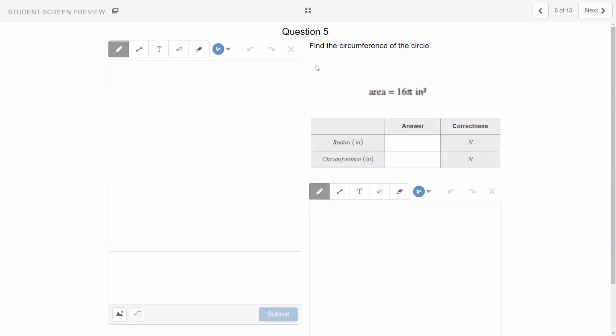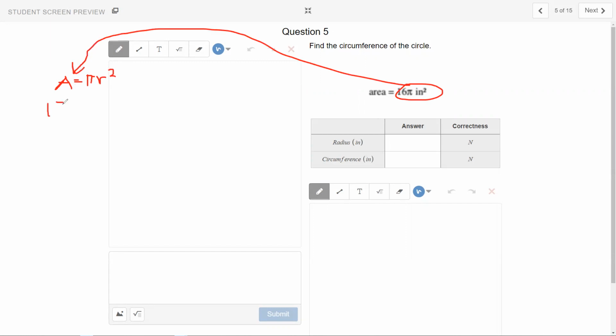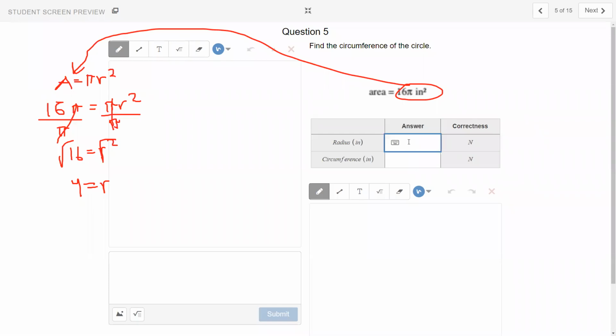All right, find the circumference of the circle given the area. So we know that the area is equal to pi r squared. So if we substitute in 16 pi for our area, we get 16 pi equals pi r squared. We divide both sides by pi. We end up with 16 equals r squared. We take the square root of both sides. We get 4 equals the radius. Okay, so 4 is the radius, 4 inches.